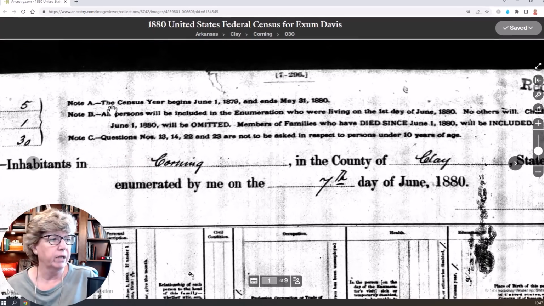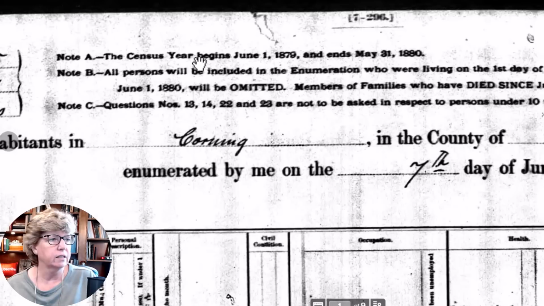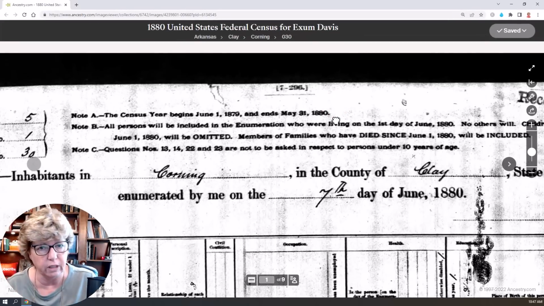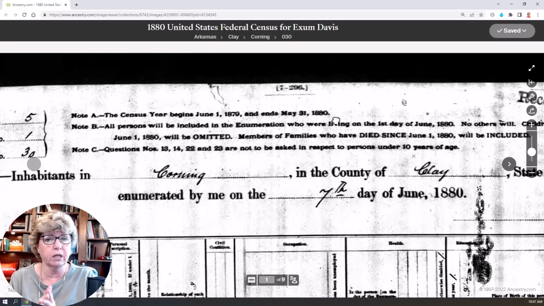One of the things you want to pay attention to, it says, Note A, the census year begins on June 1st, 1879 and ends on May 31st, 1880. This is important. This is actually a clue. This is important because when we have the ages of the person listed in a census record, it helps us determine within 365 days when a person's birth date happened.